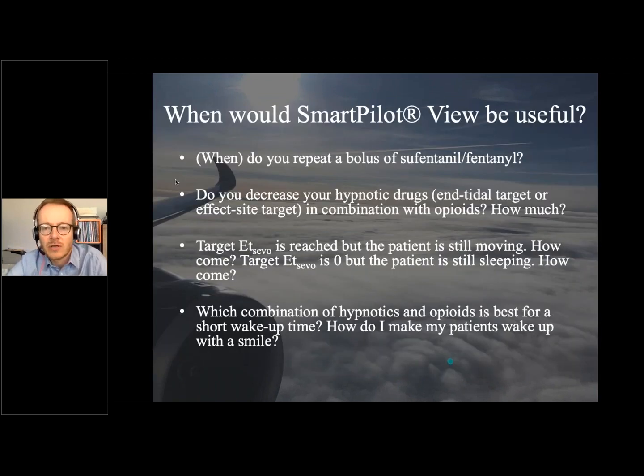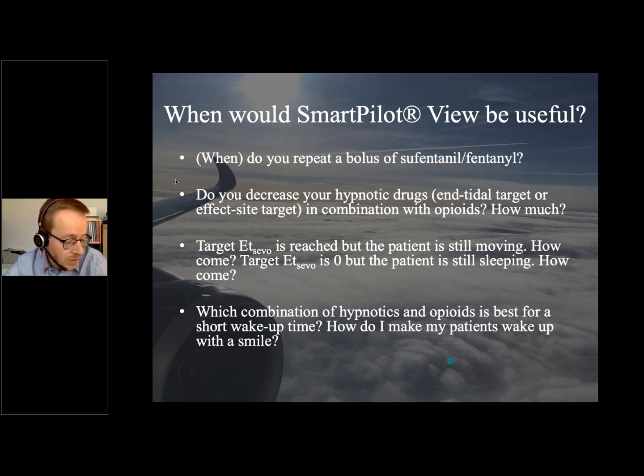When would I consider using SmartPilot View? It could help us in dosing opioids. How long does a bolus last? When do we give an extra bolus? It could help us decrease hypnotic drugs. It could give us an idea of the synergy. It could also help us in the situation where you have reached your targeted concentration of inhaled anesthetic, but somehow the patient is still moving.